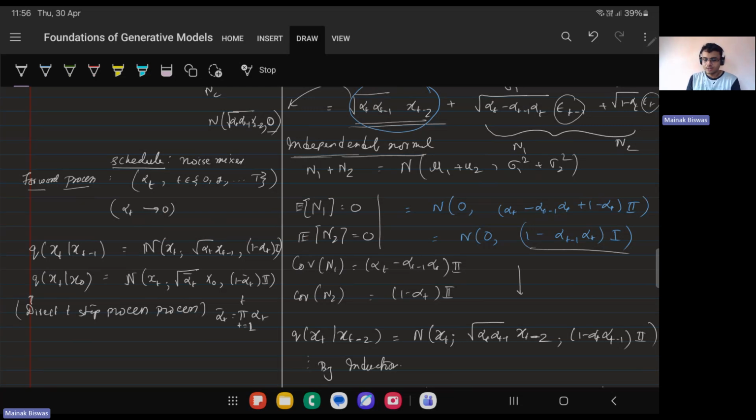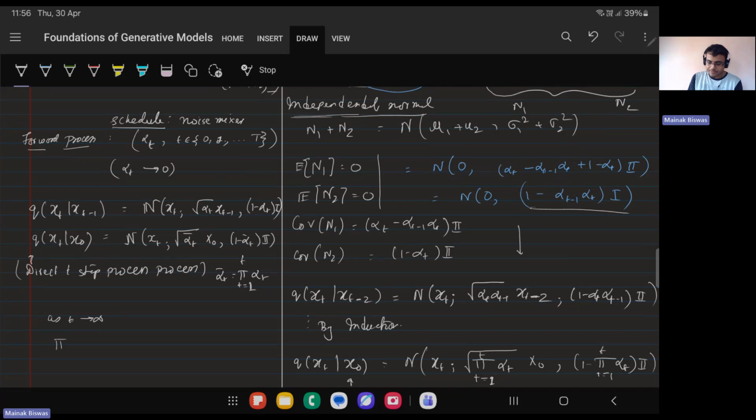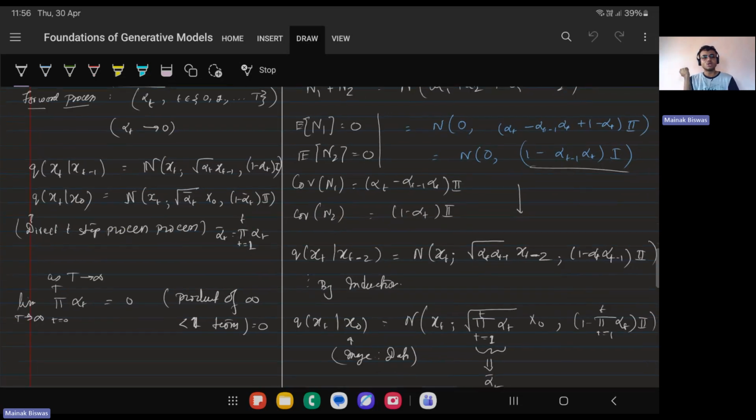Now alpha t's have to be, so as t tends to infinity, what do you get? The product of alpha t, for capital T tending to infinity, will go to 0. Can anyone tell me why? This is because the product of infinite terms less than 1 is equal to 0, right? So you're multiplying terms less than 1. If you keep multiplying infinite of them, it is going to go to 0. And we're going to schedule it in that manner, so 1 minus epsilon to the power infinity will give me 0.